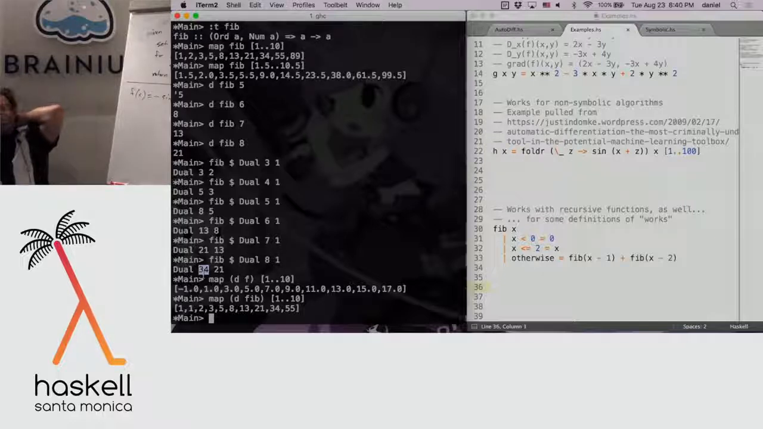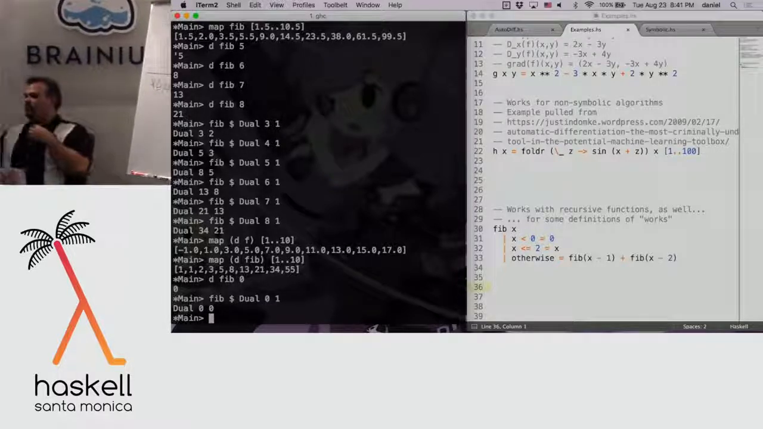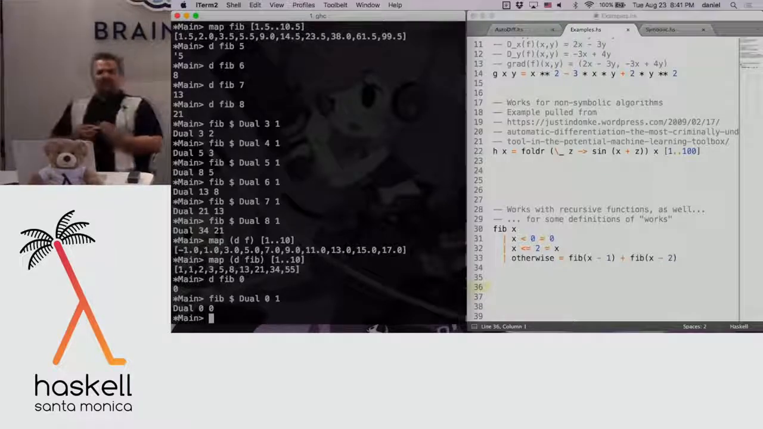To get to the next step, how much do you add? 21. So that's how much the Fibonacci, so this makes sense a little bit. Well, where it doesn't make sense is at 0. Derivative of the Fibonacci sequence is 0 at 0. Let's go fib dual 0, 1. That's dual 0, 0. This is actually a lie, and this is a gaping hole in my implementation here.